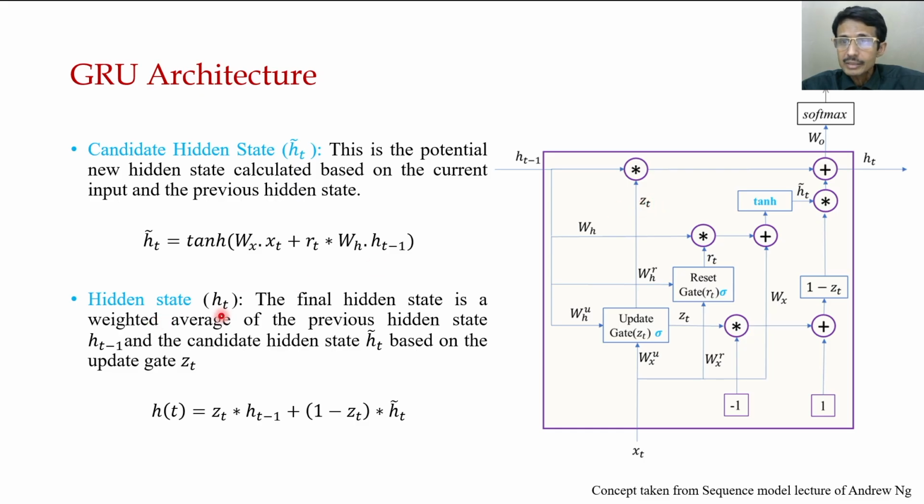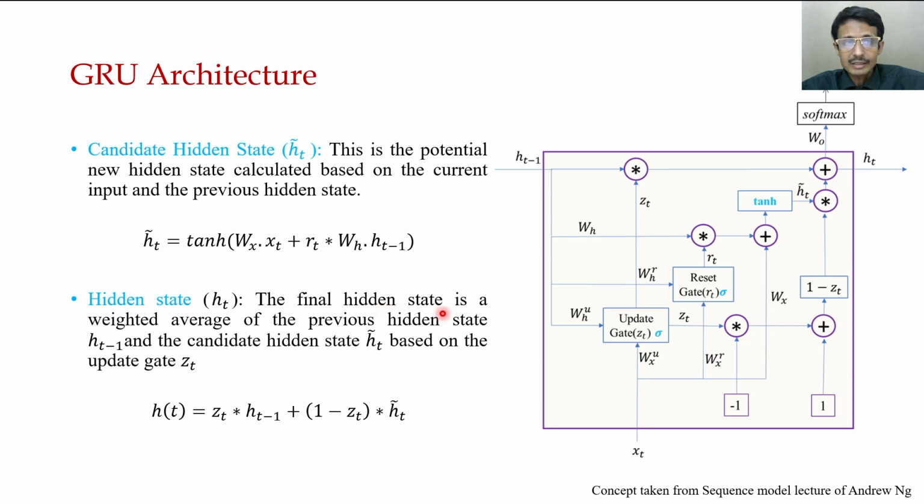Now, how is the hidden state h t calculated? The final hidden state is a weighted average of the previous hidden state h t minus 1 and the candidate hidden state h t tilde, based on the update gate. Now here you can see 1 minus z of t. If z t is 1, then the h t tilde contribution is 0, so there is no new information coming, and h t minus 1 completely goes to h t. That is very interesting.